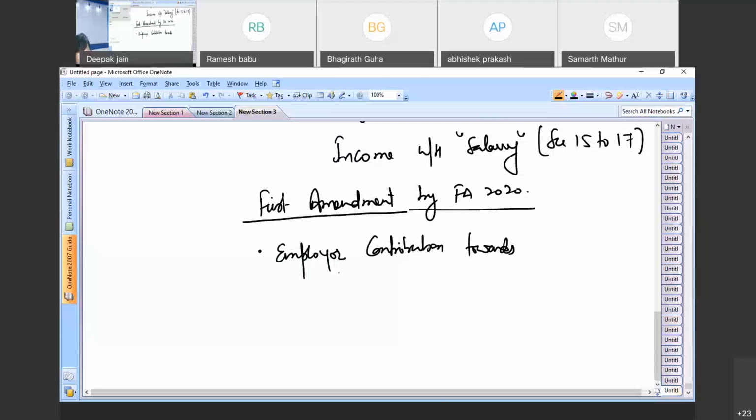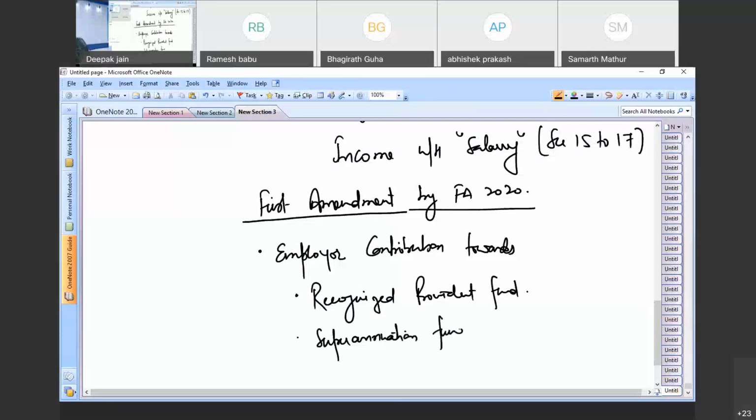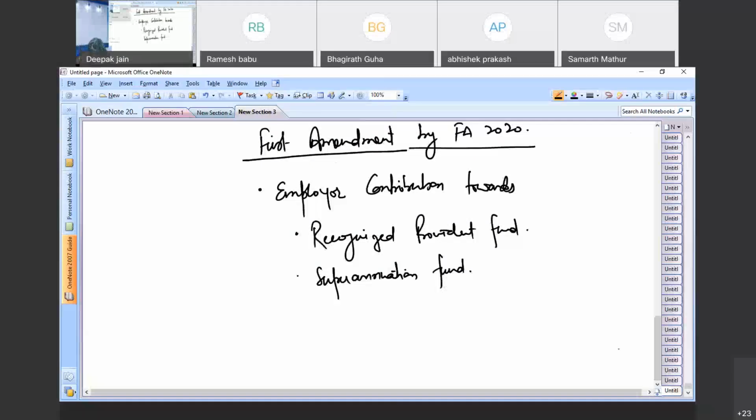Employer contribution towards number one, recognized provident fund. Number two, superannuation fund. Number three, National Pension Scheme. Employer contribution towards recognized provident fund, superannuation fund, National Pension Scheme.